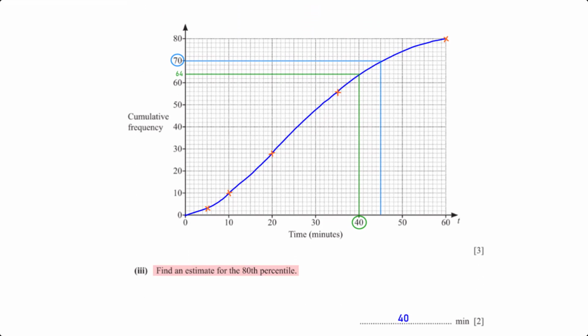Find an estimate for the 80th percentile. To get this, we first find 80% of 80, which is 64. When we map 64 from the vertical axis onto the graph, we get the 80th percentile to be 40 minutes.